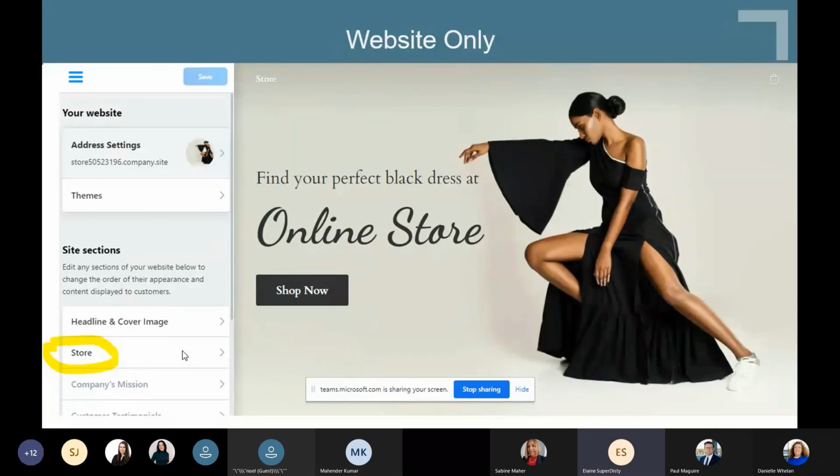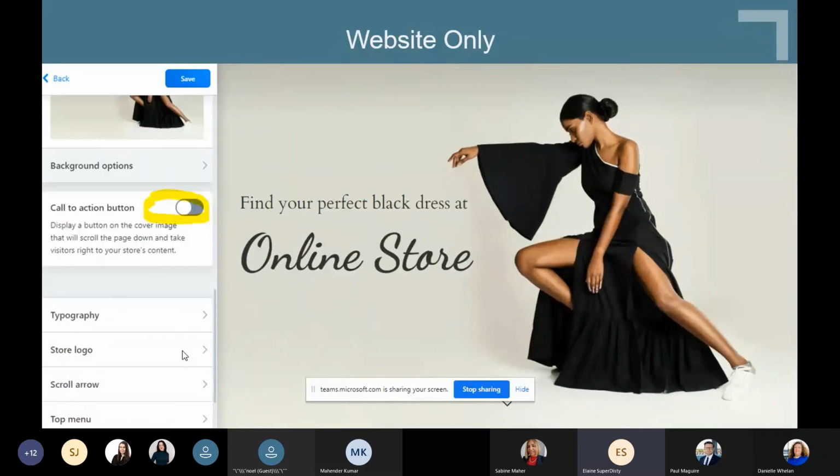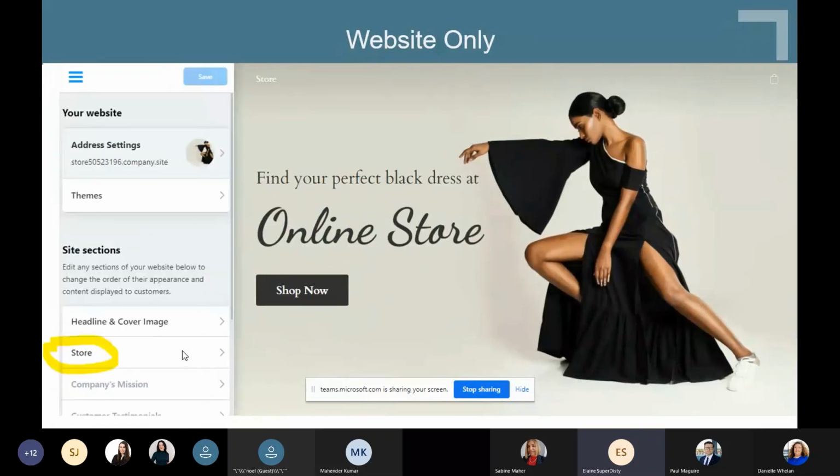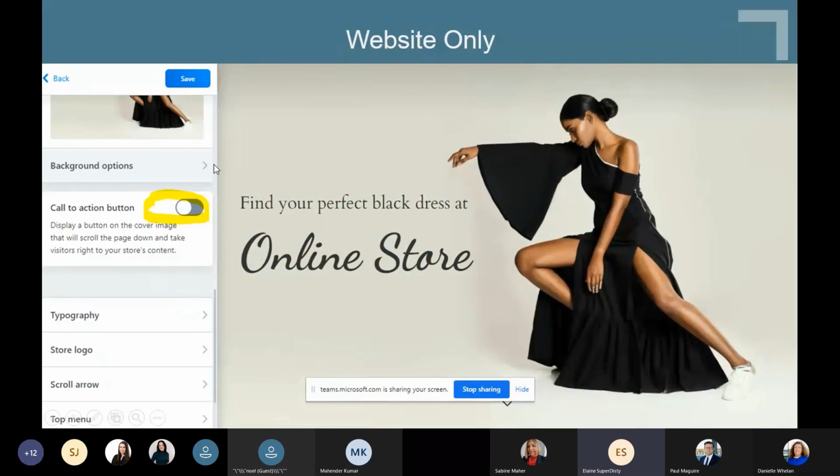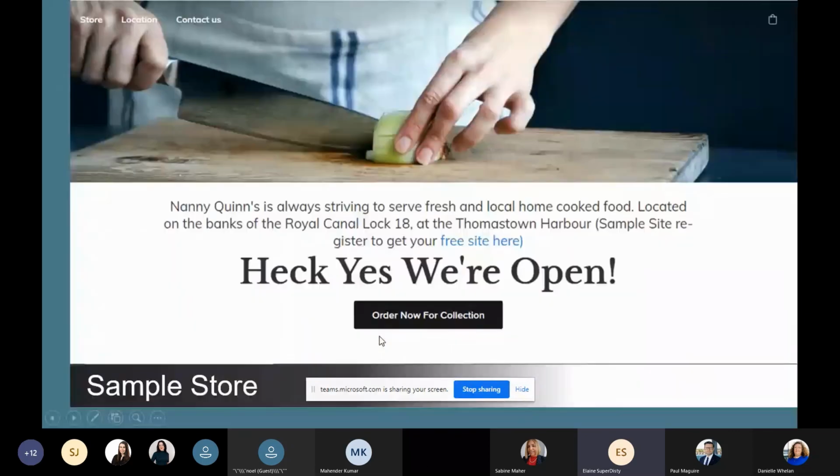So I took a couple of, oh sorry, I beg your pardon, the call to action button here, as you see, removes the shop now option as well. So if you click store and you don't want to make your shop live, you just click the call to action button here, and that will just make your store a brochure site.